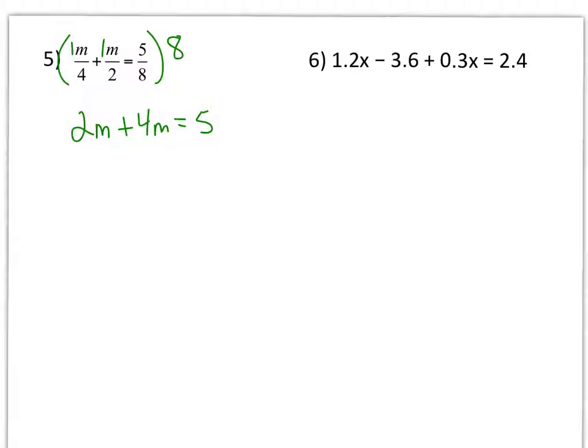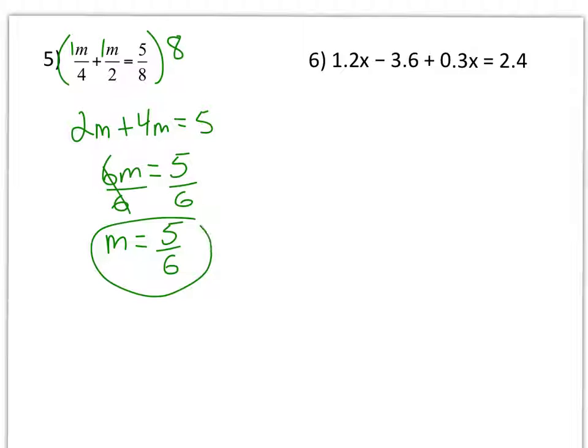And then 5/8 times 8 is just 5. The 8's cancel out. All right, so combine like terms. 2m plus 4m is 6m. That is equal to 5. And divide both sides by 6. Now we can't take 5 divided by 6 evenly, so we're just going to leave our answer as 5 over 6. If you can reduce your answer as a fraction at the end, you do want to reduce.